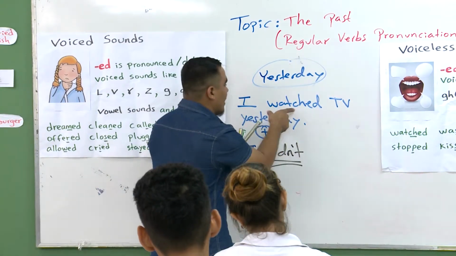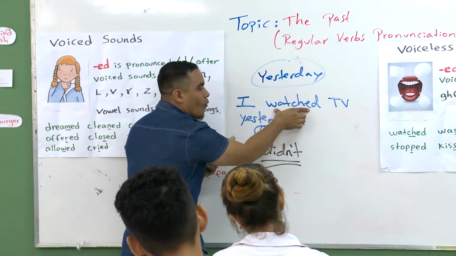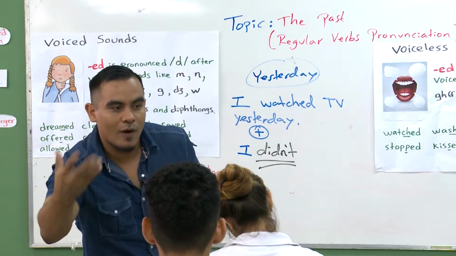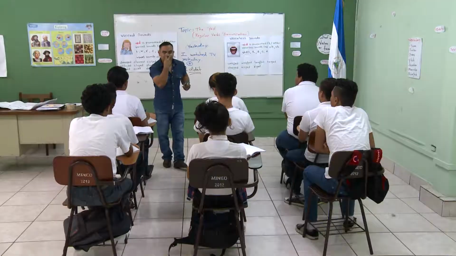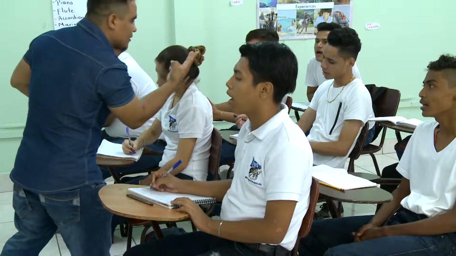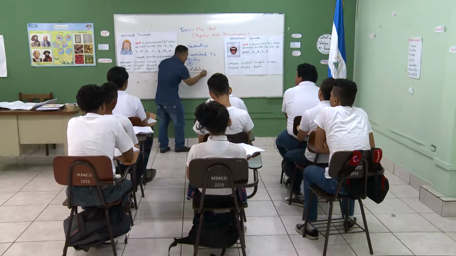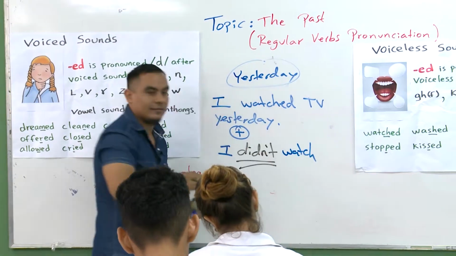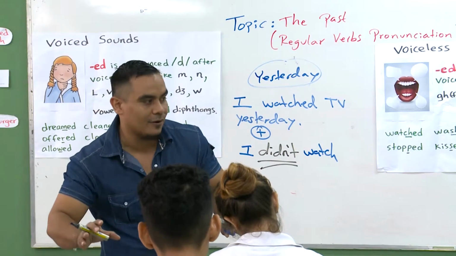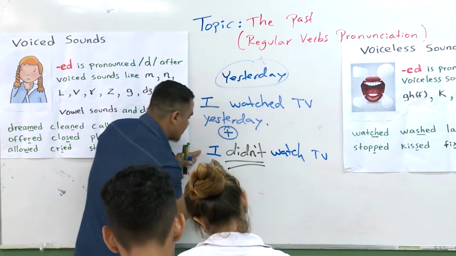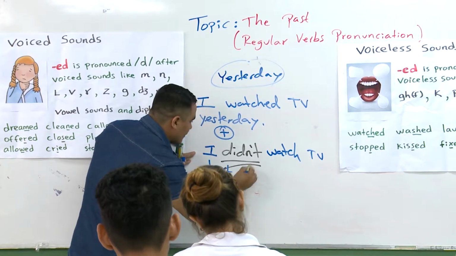And then, what is my verb? In past, watched. Everybody, watched. I watched. Okay, but when I make the negative statement, I write the normal form, the base form, okay? I didn't watch TV last night.